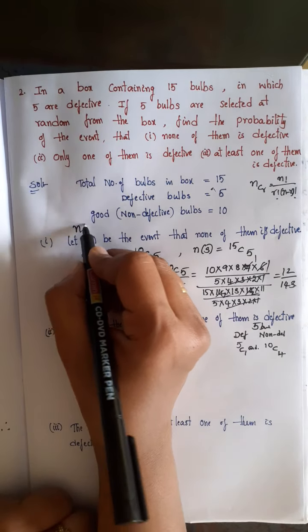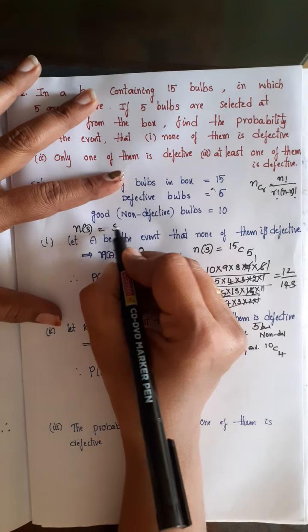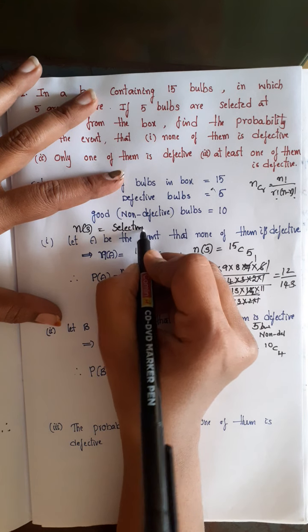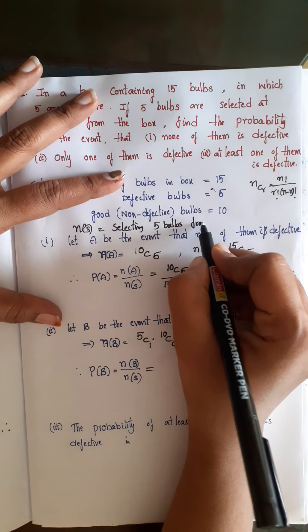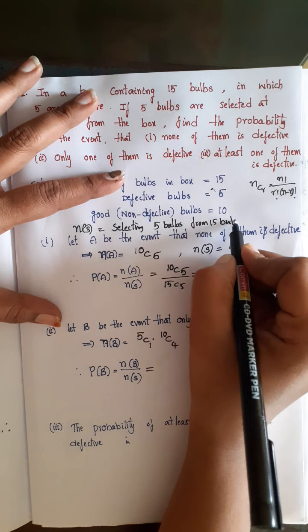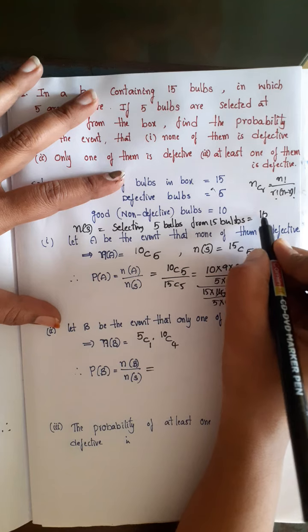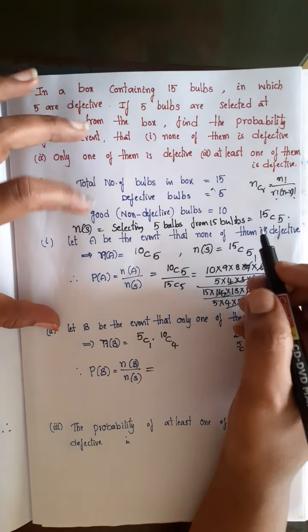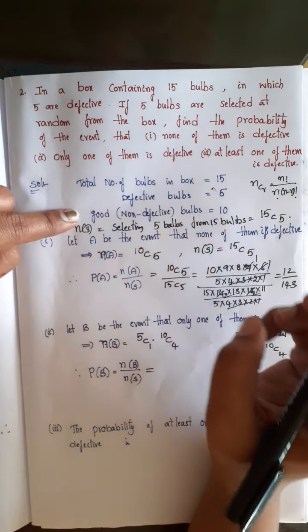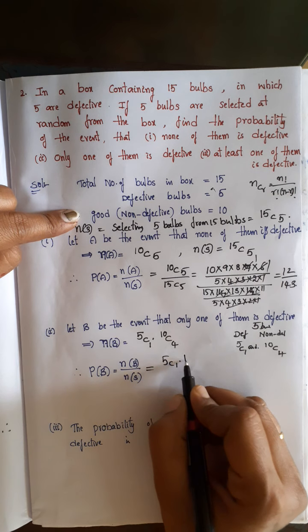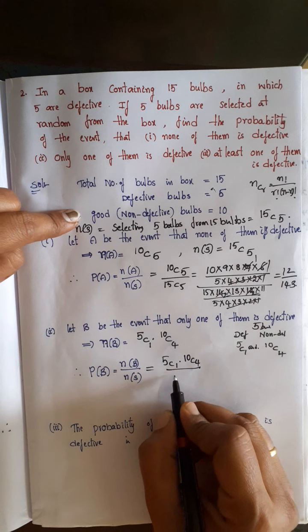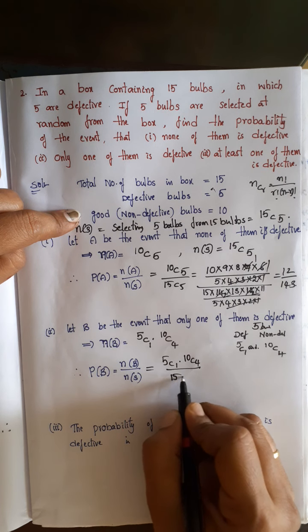Here the sample space, we are having 15 bulbs in total. So therefore n of S is equal to selecting 5 bulbs from 15 bulbs. This is our n of S. This is 15C5, and our random experiment is selecting 5 bulbs at a time. And now P of B is equal to 5C1 into 10C4 by n of S, that means 15C5.